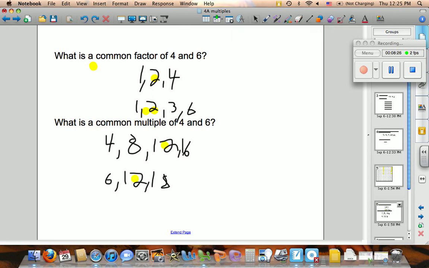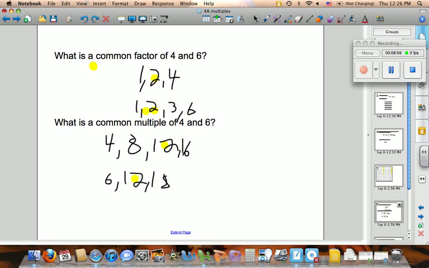Multiples can go on and on forever. If you think about it, what is a multiple of 4? We could start at 4 and skip count by 4s to infinity, right? So there are no set number of multiples. Now with factors, the factors of 4 are only 1, 2, and 4. Those are the only numbers we can multiply to get 4. So with factors there is a set number, but multiples can go on and on forever.